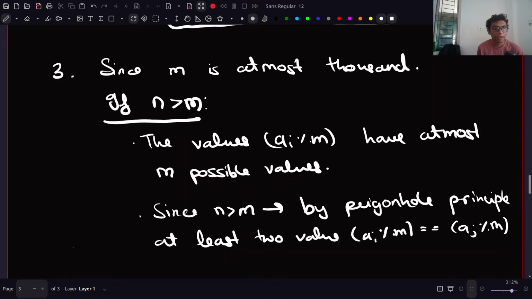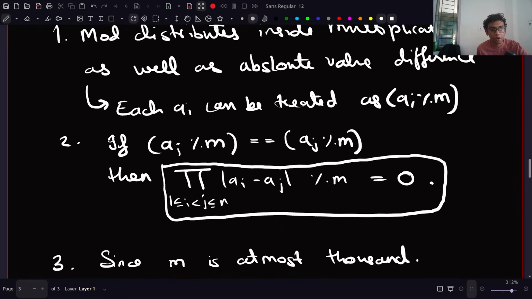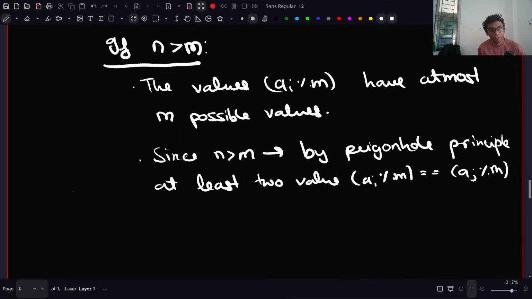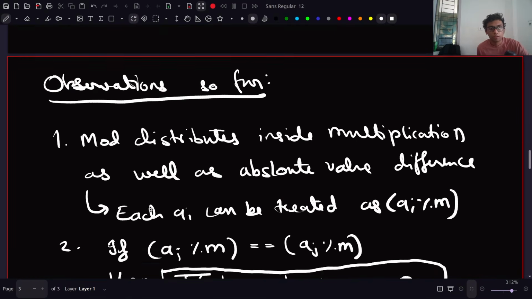So that means whenever n is greater than m, by property 3, which says that two overlapping values make it 0, the answer will be 0. The answer will be 0 simply if n is greater than m. And now this is more than enough to solve the problem.